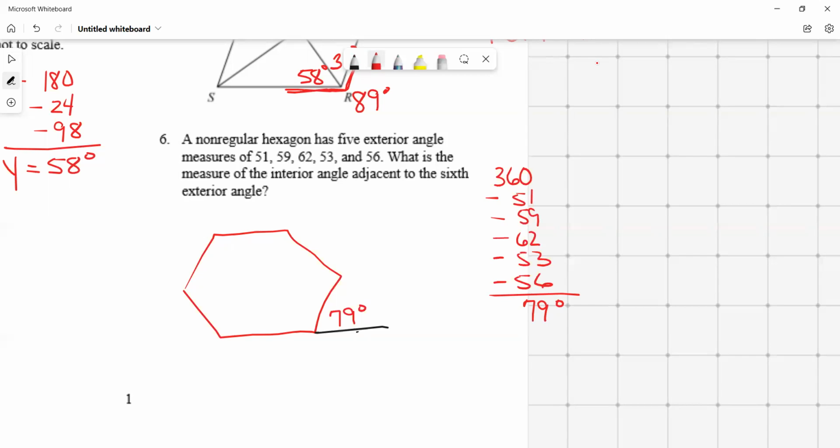What is the measure of the interior angle next to it? So you need this angle in here. That's going to be equal to 180 minus 79, which is 101.